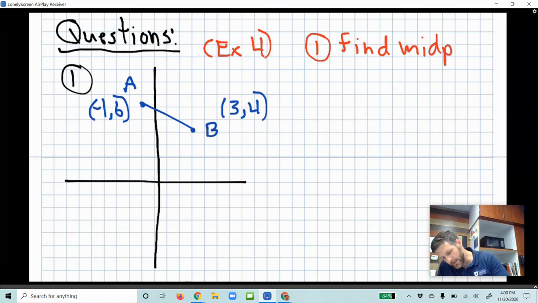Okay, if something's going to be a bisector, then it must go through the middle. So I have this point. The problem in example 4 gives us these points, -1, 6 and 3, 4. How do I find the middle? Well, we remember how to do that.